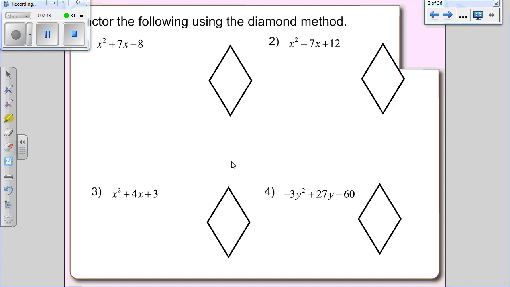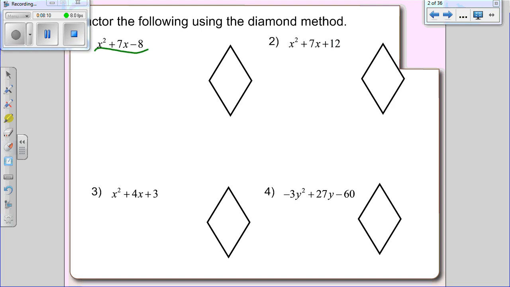Your next step is to figure out how many terms you have. If you have 3 terms, that means you have a trinomial. That means you use the diamond method. To factor a trinomial, you always do diamond method. It's the most popular type of factoring we're going to do this year, so it's probably the most important.